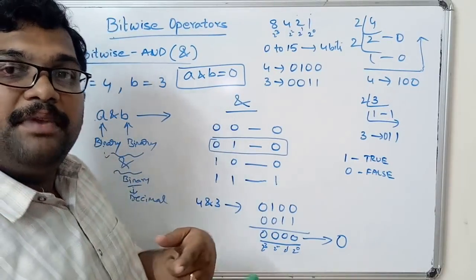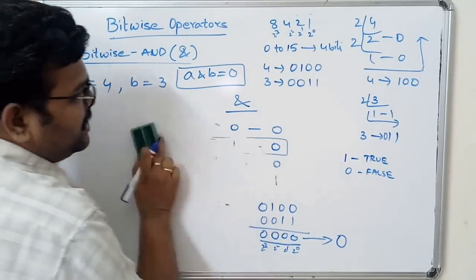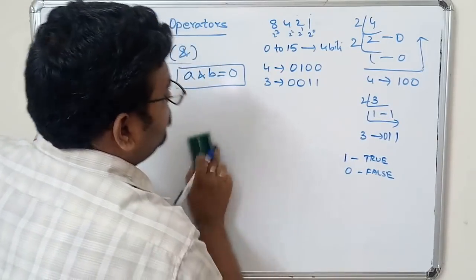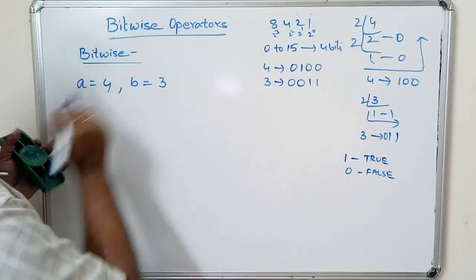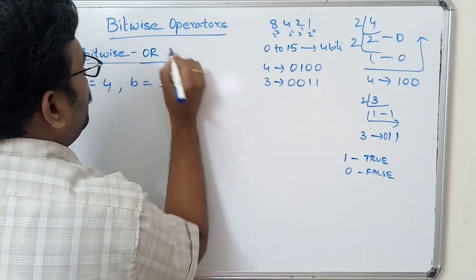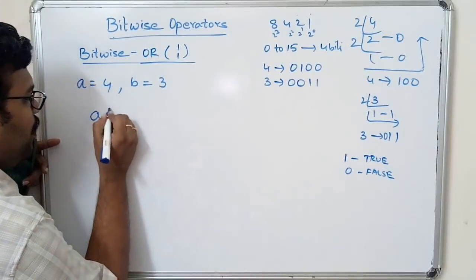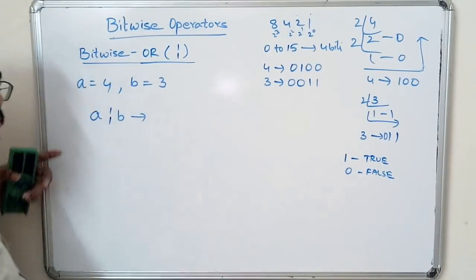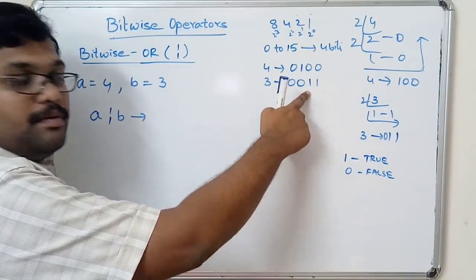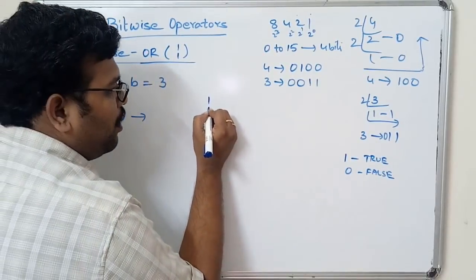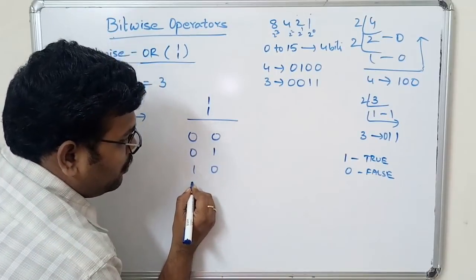Now let us look at bitwise OR, one more operator. Let us take the same example. The representation is two lines. So what is the result of A or B? The binary equivalent for 4 is this one, and for 3 it is this one. Let us apply OR. Here for the OR operation, write the combinations 0 0, 0 1, 1 0, 1 1.